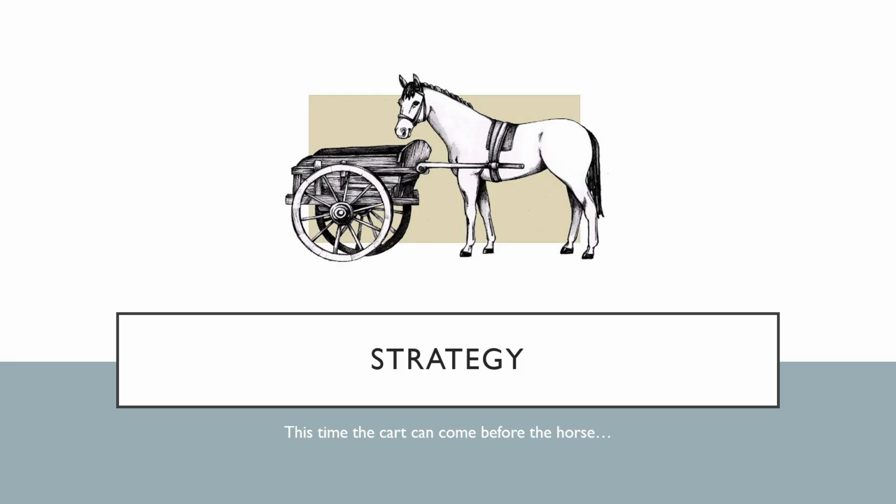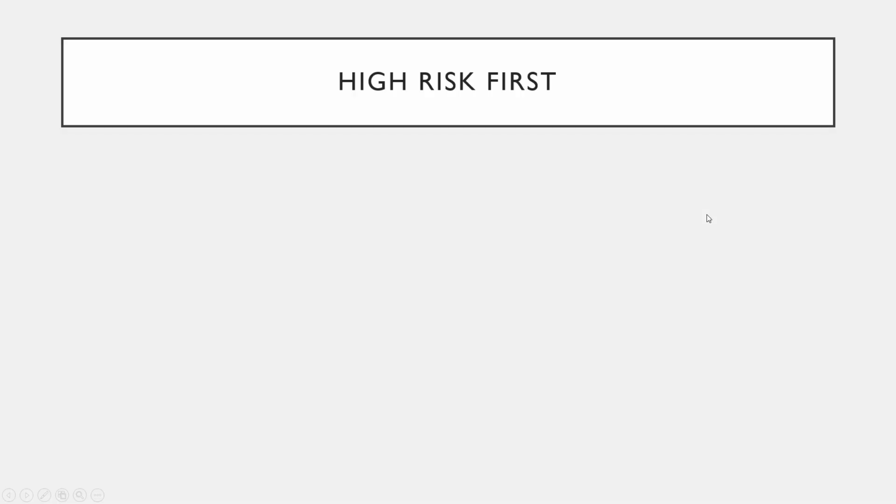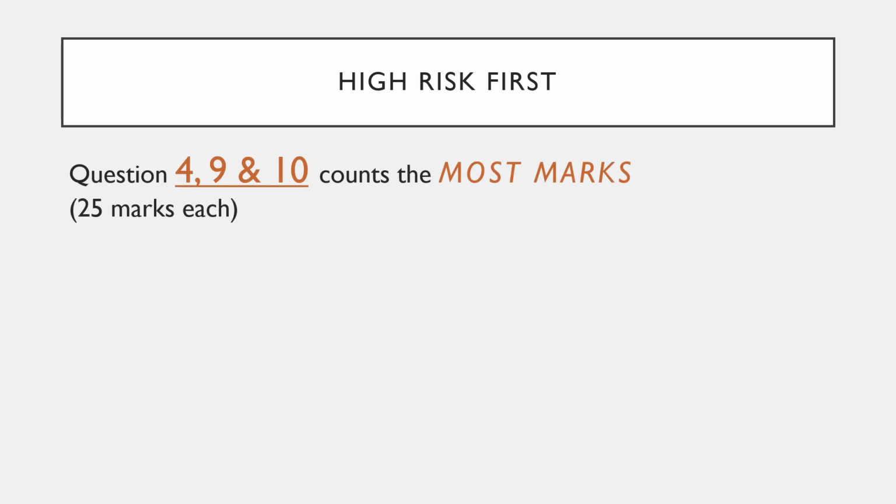So let's look at some strategy. This time the cart can come before the horse, they mentioned to us. So you can go and deal with the high risk items first. Now again, this strategy is not for everyone. It's just one that they're putting out there. Question 4, 9, and 10 counts the most marks because they're around about 25 marks each. So that's 75 marks of your 150 mark paper. So that's like half of your paper.